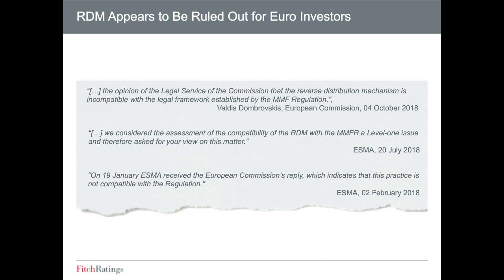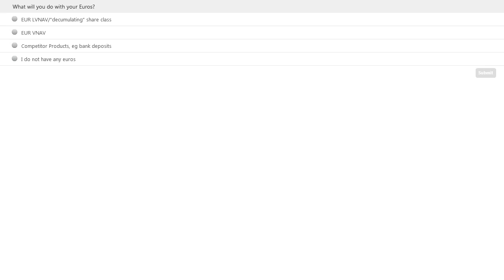So let's put another question to you in the audience now, and that question is, what will you do with your euros? And the options we've given you here are to go to a euro LVNAV fund type with a decumulating share class. Now, let me just explain this one briefly. So if reverse distribution mechanisms are not possible, then an LVNAV with a distributing, that is a stable value share class, would appear to be not possible.